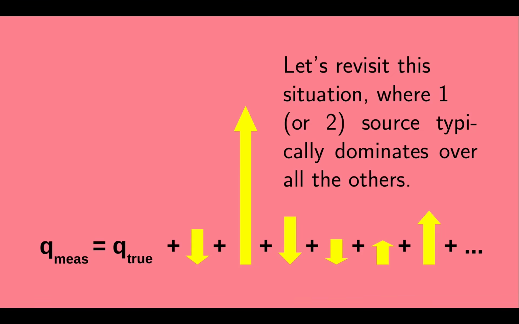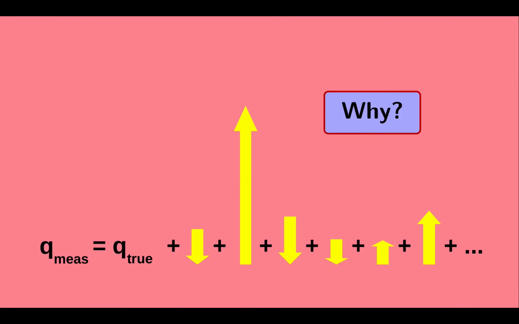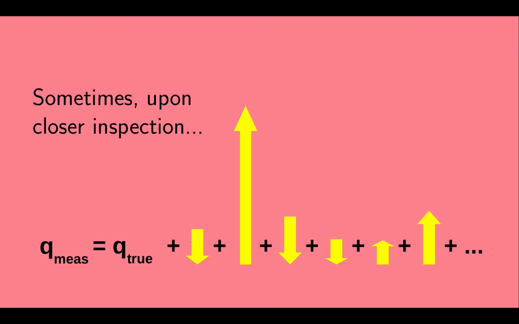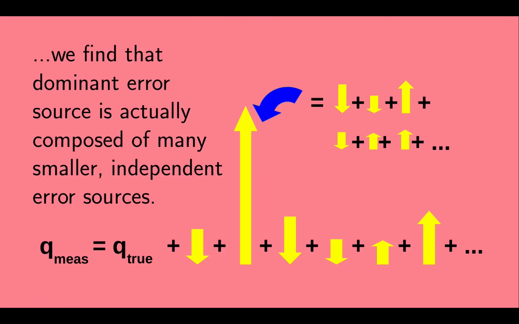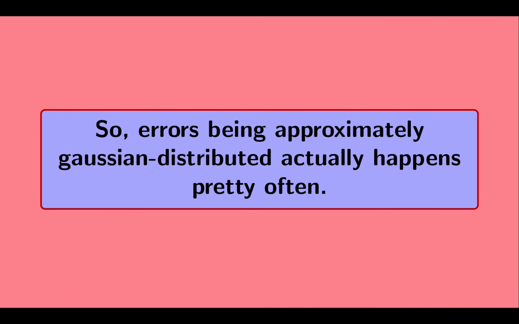Let's revisit this situation where one or two sources dominate over all the others. Sometimes we see Gaussian-like behavior even in this case. Why is that? Sometimes, upon closer inspection, we find that that dominant source of error is actually composed of many smaller, independent error sources, and that the conditions for approximately Gaussian behavior are actually fulfilled. So errors being approximately Gaussian distributed actually happens pretty often.